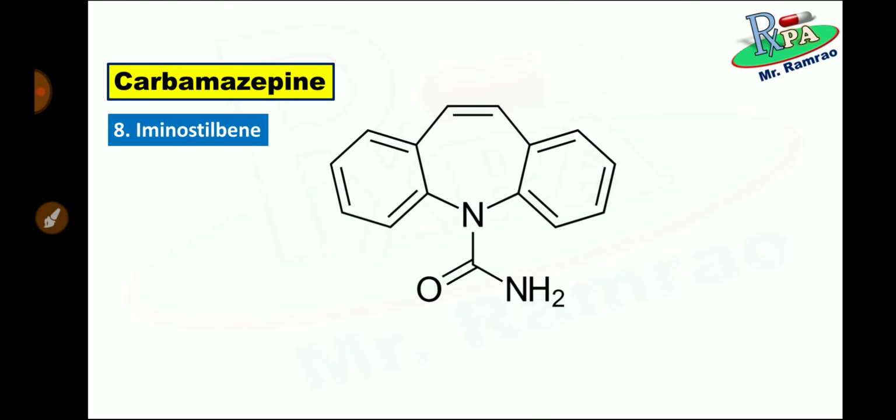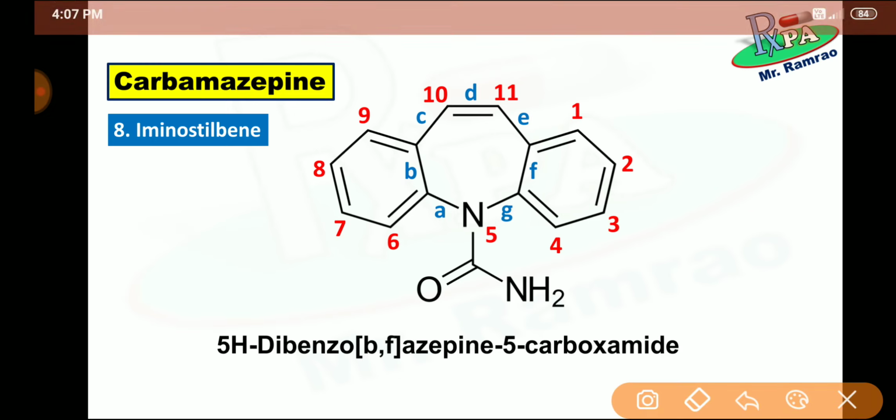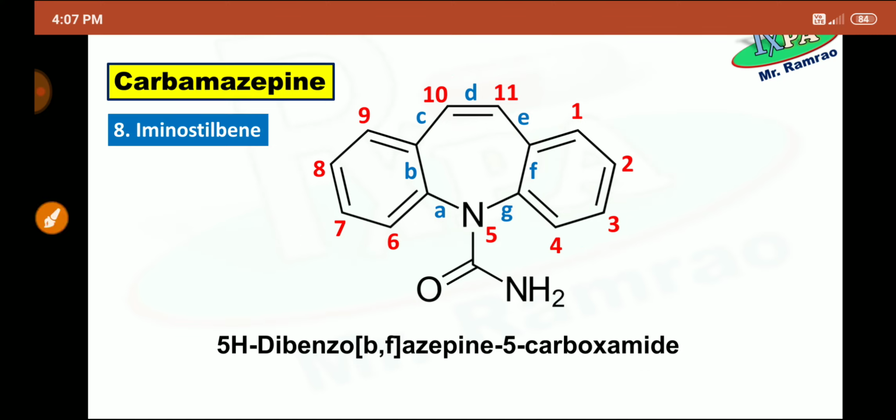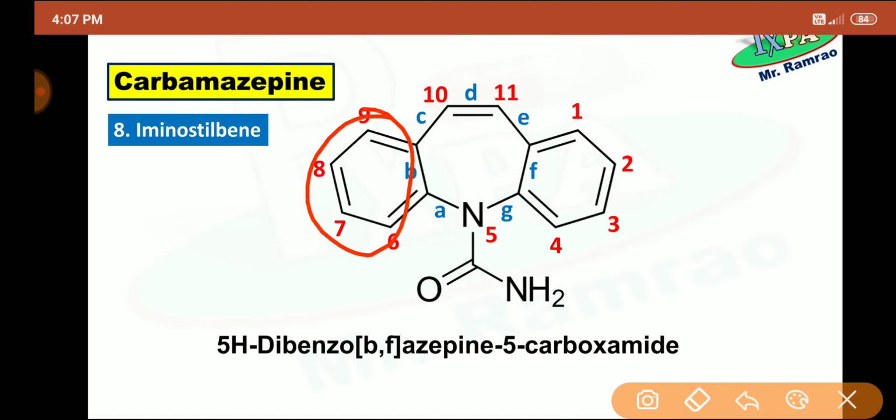Next chemical class is the iminostilbene derivative, and the drug belonging to this class is carbamazepine. This iminostilbene is also known as dibenzazepine. Actually, it is the fused form of 2 benzene rings with the azepine heterocyclic ring. Here we'll see first what is iminostilbene. So this part, the heterocyclic ring, is known as iminostilbene, which is also known as dibenzoazepine. Dibenzo means 2 benzene rings with 1 azepine ring, therefore dibenzoazepine.